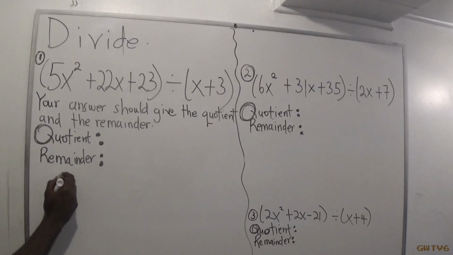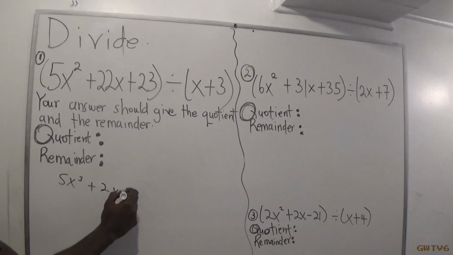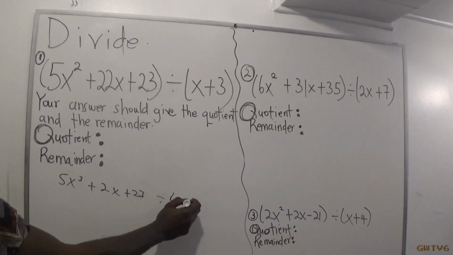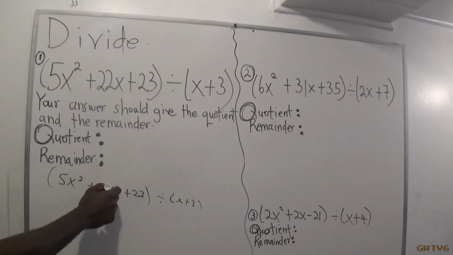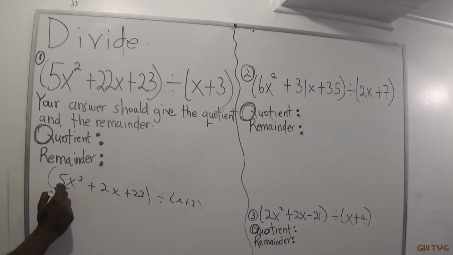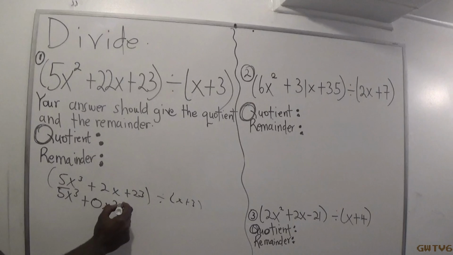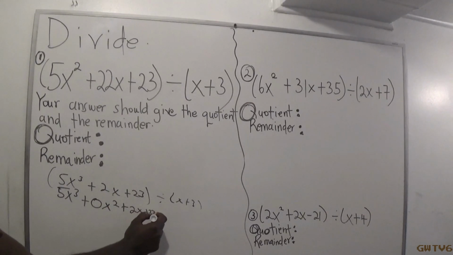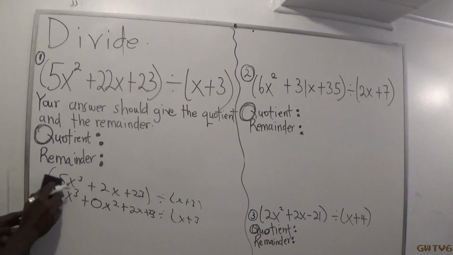So I'm just going to give you an example real quick. Let's say they give you 5x cubed plus 2x plus 23 divided by x plus 3. You see how it's made from x cubed, it should be x squared. So you're going to have to rewrite the question: 5x cubed, and because it jumped to x, put 0x squared, and now you put what you have, the 2x plus 23, divided by x plus 3. That's the first thing you should always be doing.